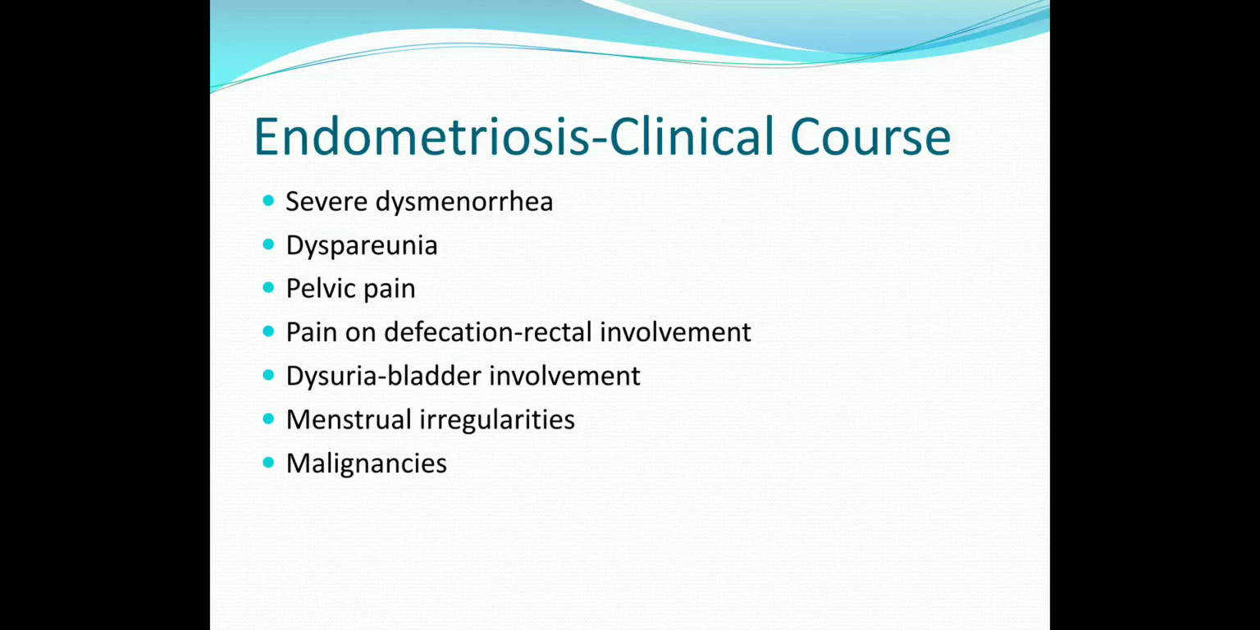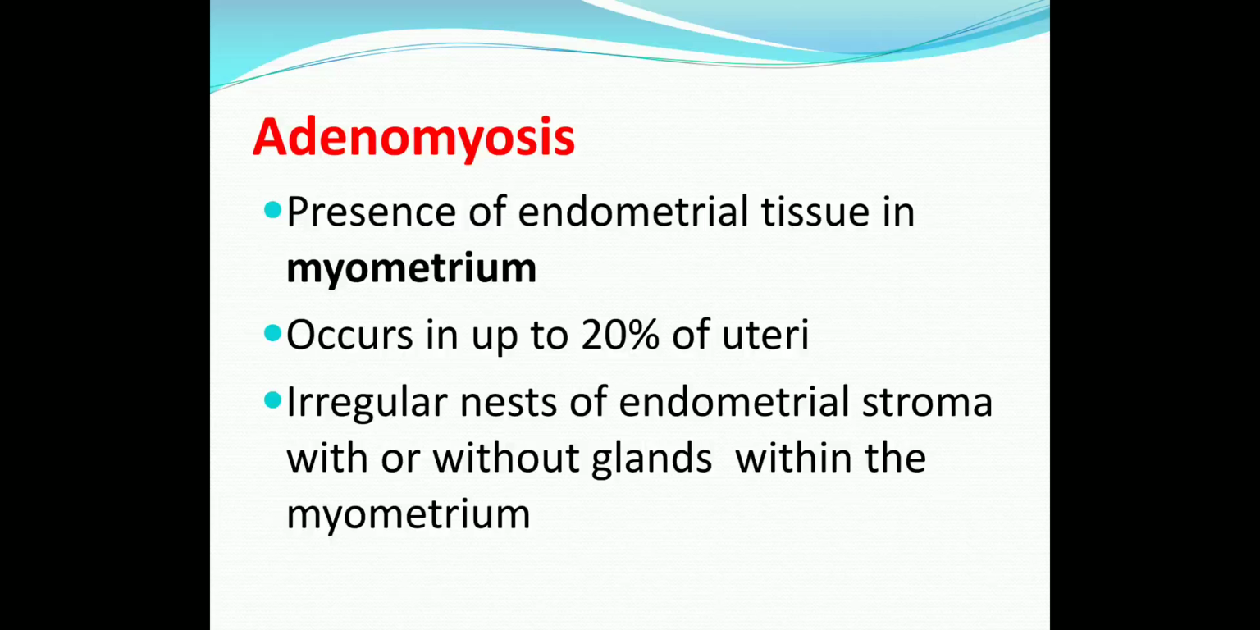Now, what is the clinical course? I told you initially. The patient will have severe dysmenorrhea, dyspareunia, pelvic pain, and pain on defecation. If the patient has rectal involvement, they have pain on defecation. Then dysuria when it is involving the bladder, menstrual irregularities, and it can even be a risk factor for malignancies. Okay, so endometriosis is very important. It is a very common entity, very commonly seen in young ladies. In the clinical aspect also, it's very important. So learn it very thoroughly.